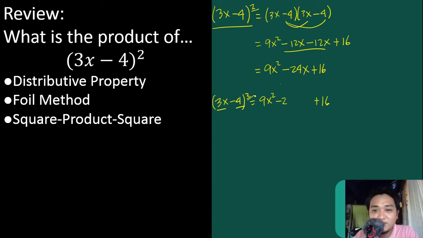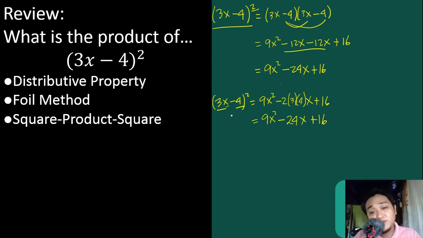So that will be 2. Ito yun, 2, then times 3 times 4 times x. So that will be 9x squared minus 2 times 3 is 6 times 4, that is 24. So that will be 24x plus 16.